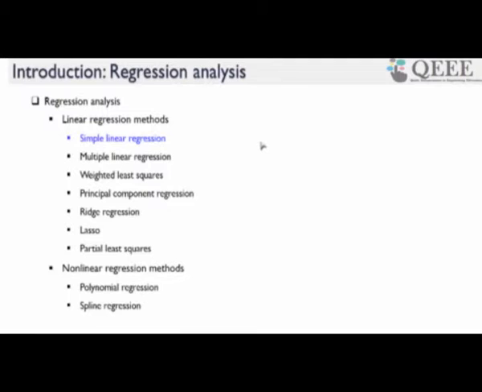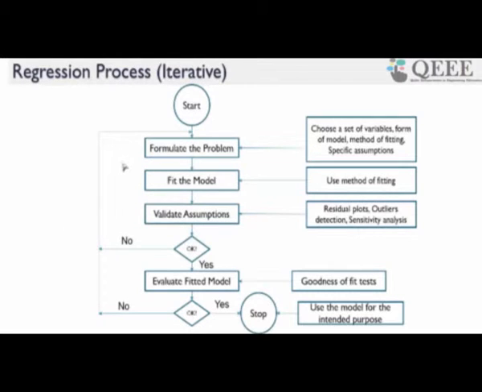I've just listed out polynomial regression and spline regression here. There are also methods called kernel methods, which have become very popular in the recent past. So the regression process is really an iterative process, which is what is pointed out in this flowchart here.